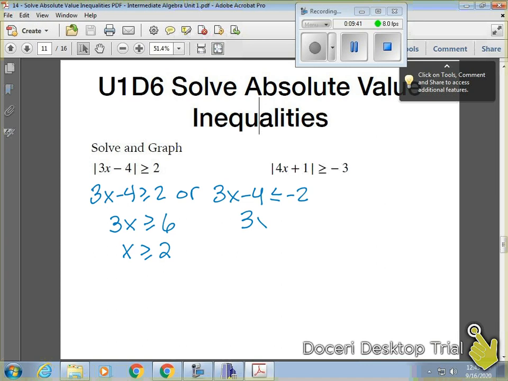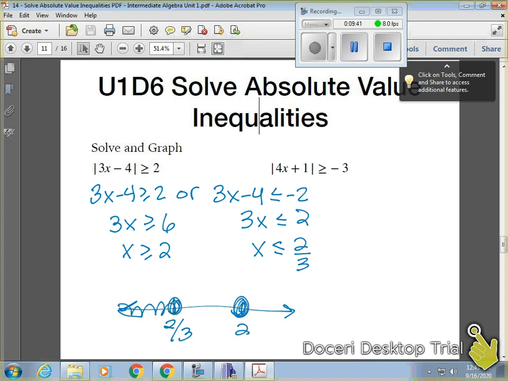On the second one, adding 4 to both sides, I get 3x is less than or equal to positive 2. Dividing by 3, I get x is less than or equal to 2/3. Less than or equal to 2/3 goes off to the left. Greater than or equal to 2 goes off to the right. It's an or situation, so it's okay that they go to the outsides.